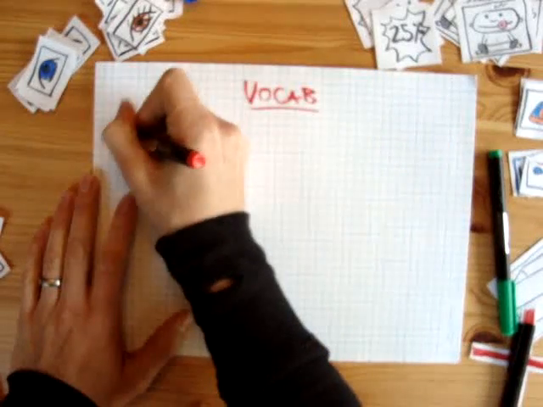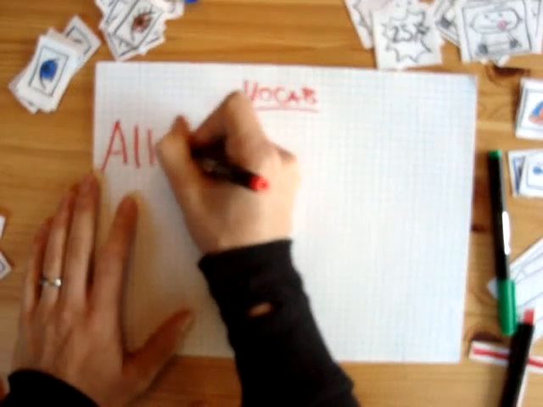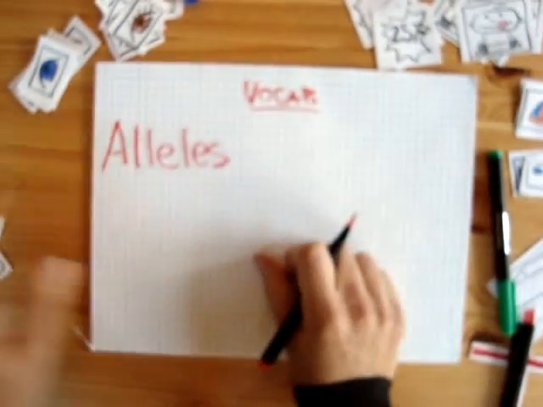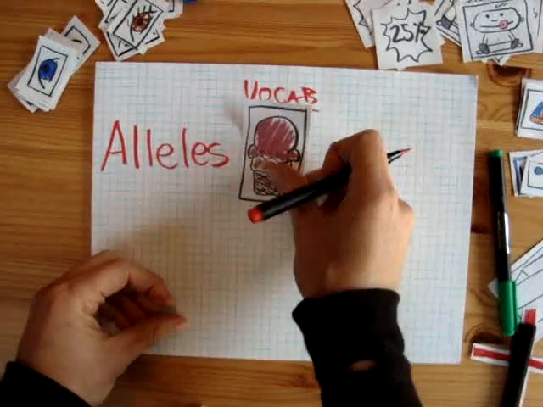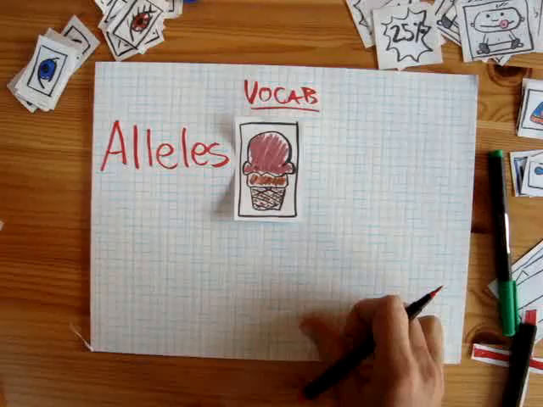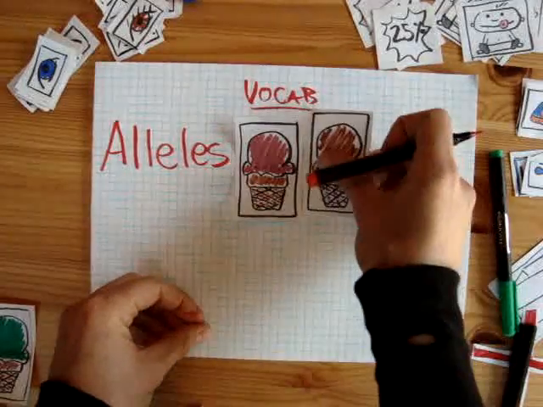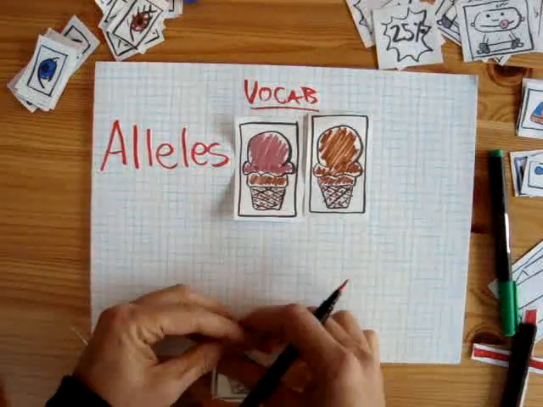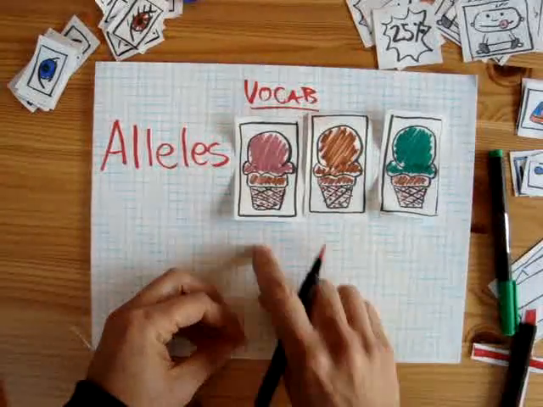First of all, let's talk about alleles. An allele is a term we use to describe a certain form of a gene. Think about them like ice cream flavors. You could have strawberry or you could have chocolate alleles. Some genes only have two options or flavors. Other genes might have three or more. So another allele might be pistachio.